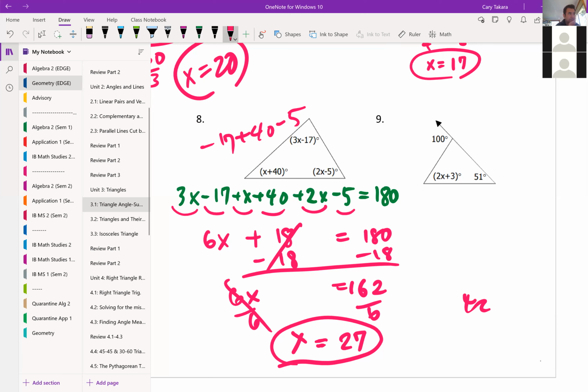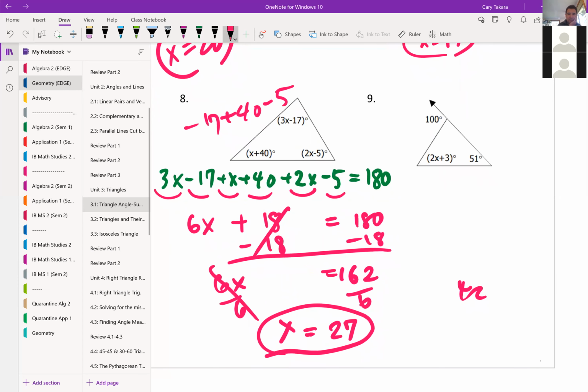Okay. All right, the last question, number 9. So I'm going to set up an equation and then solve for x.